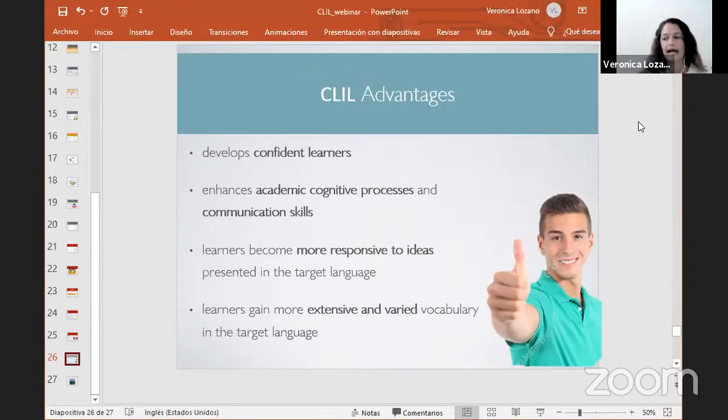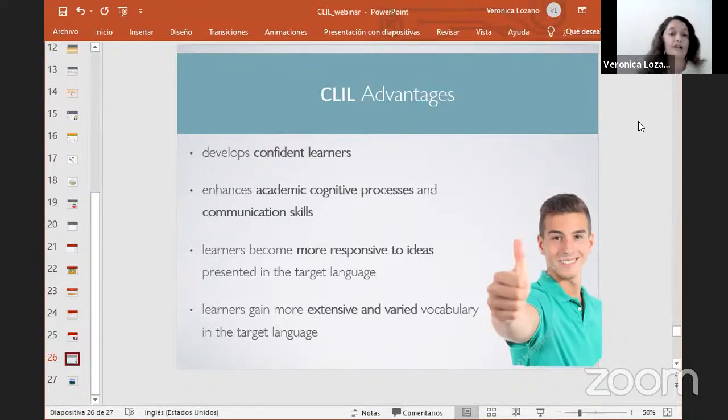So remember, CLIL includes not only our typical grammar, vocabulary, pronunciation, it also includes cognitive processes, remember, like analyzing and evaluating. So this helps in a way with what they very often say, which is thinking in English. We help students think in English.